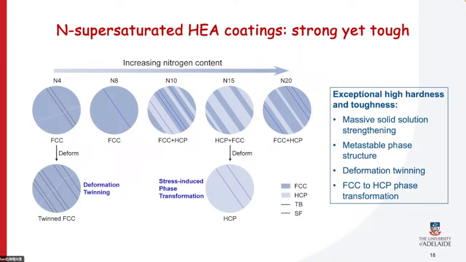So therefore, they show high hardness and also high toughness. As we increase the nitrogen content, there may exist a sweet spot at which we achieve the best synergy of hardness and toughness. And it may not be this one, the N15. We think it will be more efficient if we can use theoretical calculation to design this metastable high-entropy coating. So if anyone is working on theoretical calculations or simulations, we are happy to collaborate.